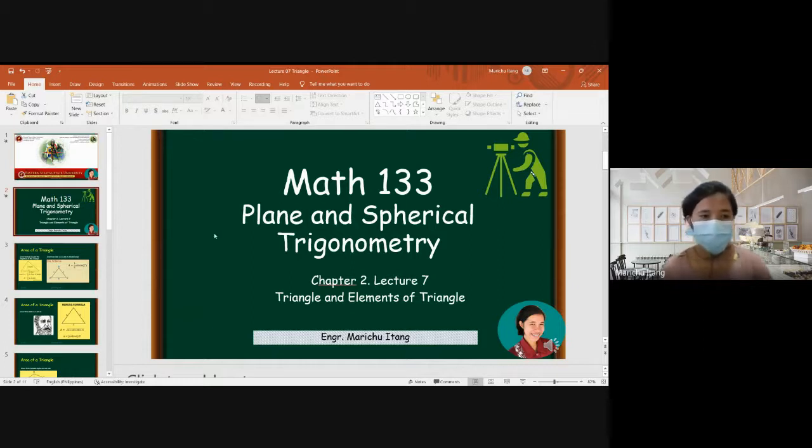Okay, this time we're going to tackle the triangle and the elements of the triangle. We all know that the unit of a shape is the triangle. If we are going to deal with a polygon, it consists of a series of triangles. So let's discuss the basics. Since this is trigonometry, we are only dealing with a triangle.